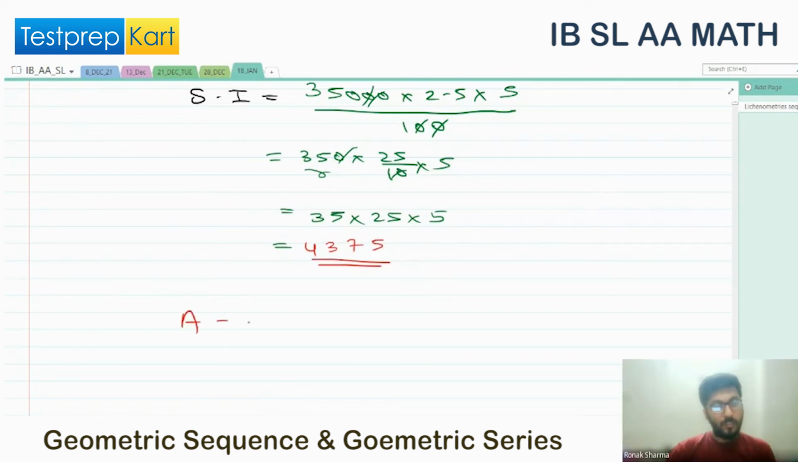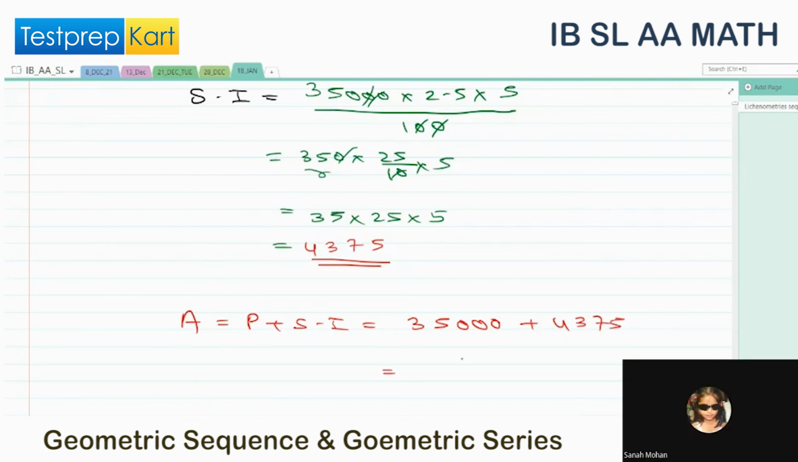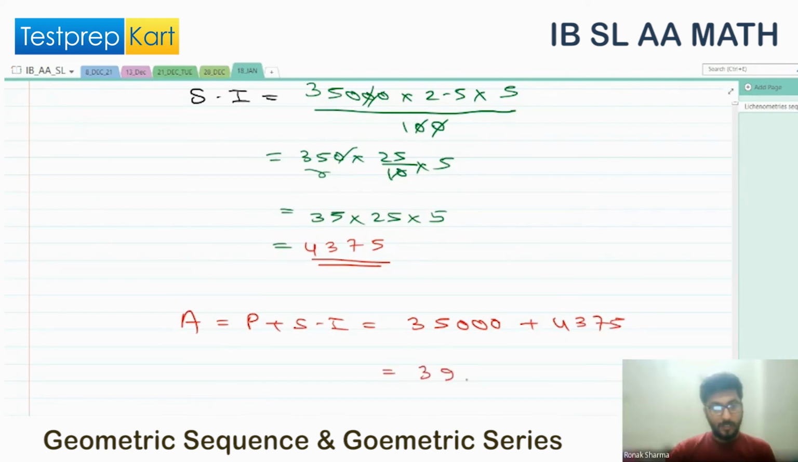What is the amount he needs to pay? P plus SI. That means the actual 35,000 he needs to pay, plus this as the interest. So I guess this will be 39,375. Got it? Good.